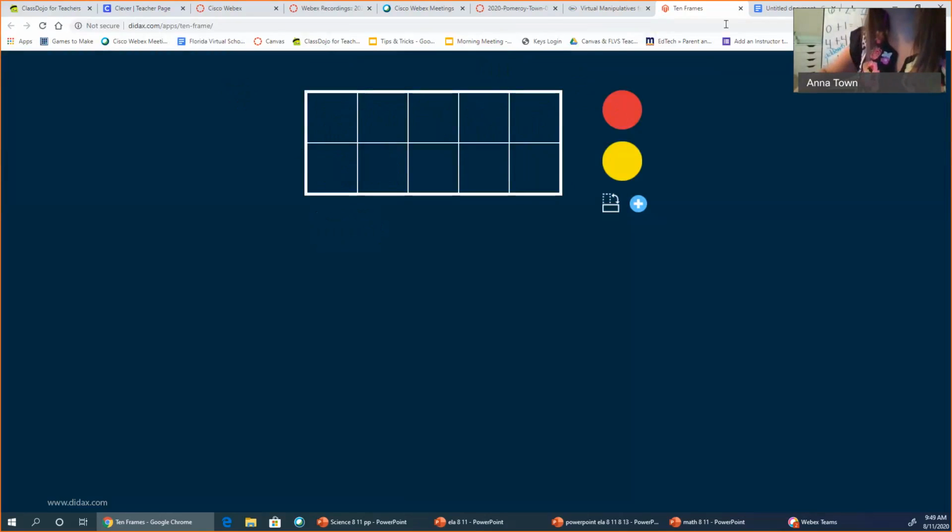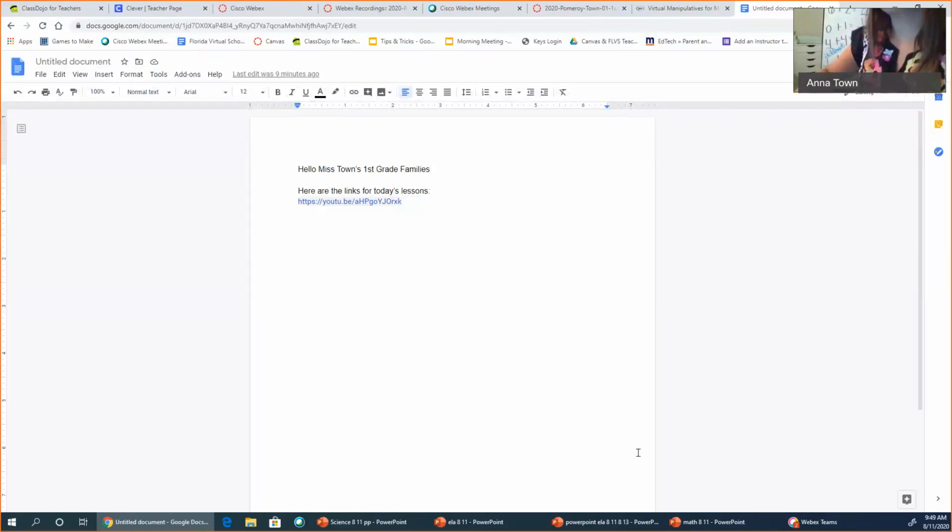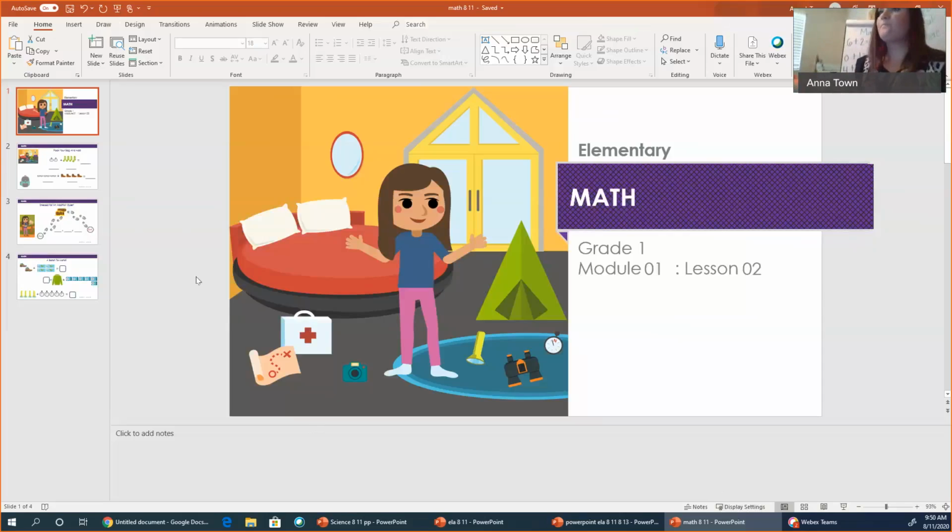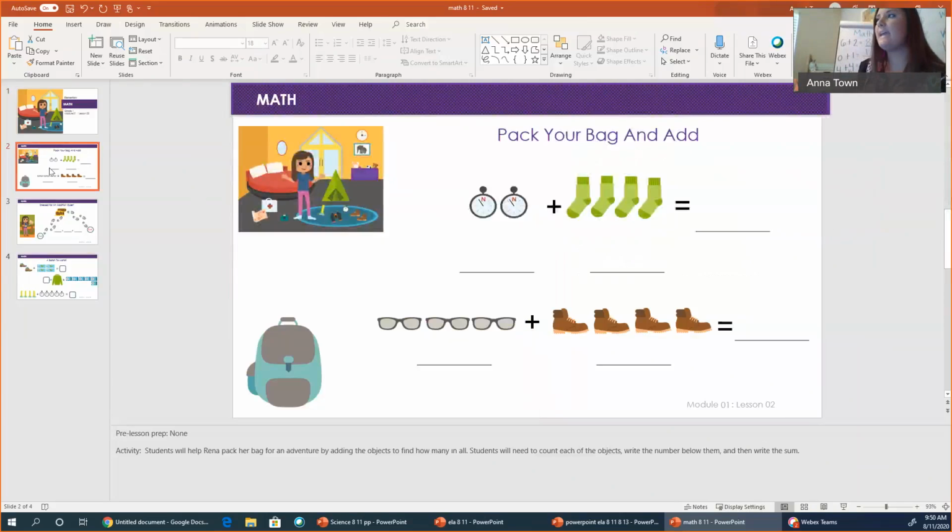Okay, I'm going to switch my screen to our math PowerPoint. Okay, boys and girls, this is our math PowerPoint, and it is on module 1.02. That is what you will be working on today. Right now, we are going to make our equation and add to find our sum. Pack your bag and add.